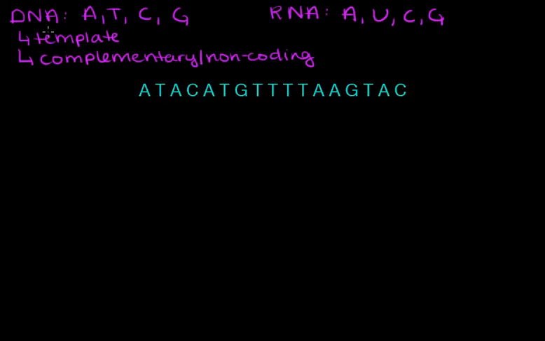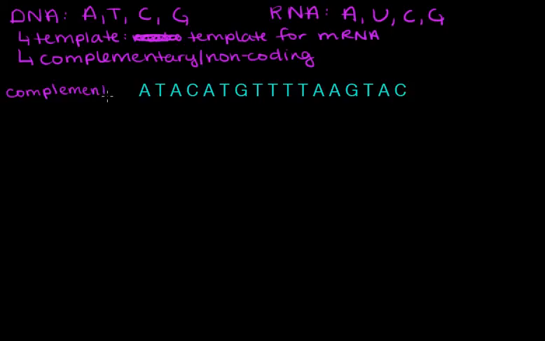So the template strand is going to make, well, it's not really going to make. This is going to be the template for mRNA. So the template strand is the template for mRNA. The complementary strand is the other one. So if you are given a complementary strand, and it will always be labeled complementary or template, I'm not going to trick you like that. So this is our complementary strand. Then we can determine the template strand based on base pairing.